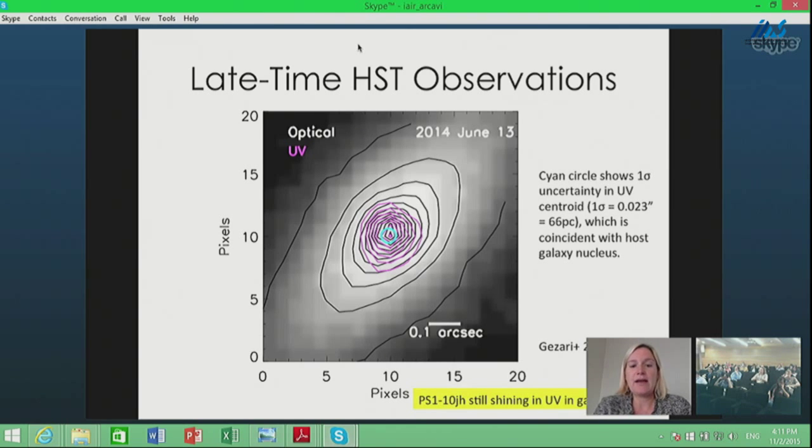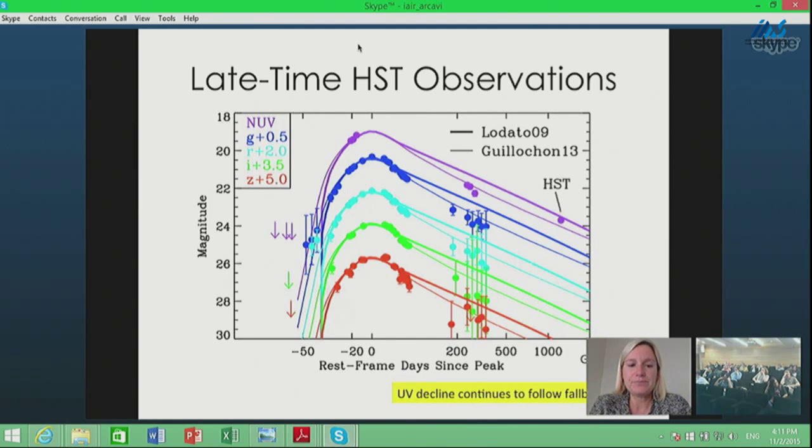So not only is this source still shining in the UV, but it is definitively within the center of the galaxy, to within 66 parsecs. So it is a nuclear source, and it's still shining in the UV. And now if we look at its UV flux, it's remarkably continuing to follow these fallback rate models.